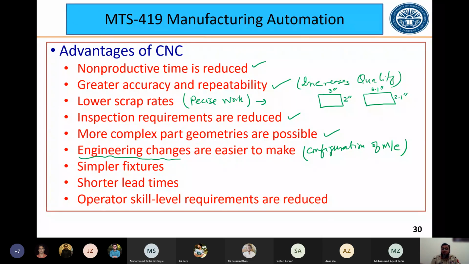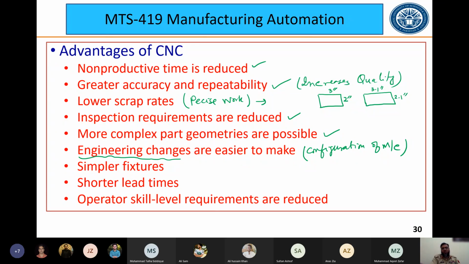And then operator skill level requirements are reduced. This is very important: you need to have skilled labor to program your machine. So the operator who writes the program has to be skilled, but for machining you do not need skill. The skill level for the machinist is reduced, because the work is done with the help of the machine, and that machine is controlled with the help of a code. In that code, the skill set of the computer operator or programmer should be good, and you do not need a machine operator to have a skill requirement.